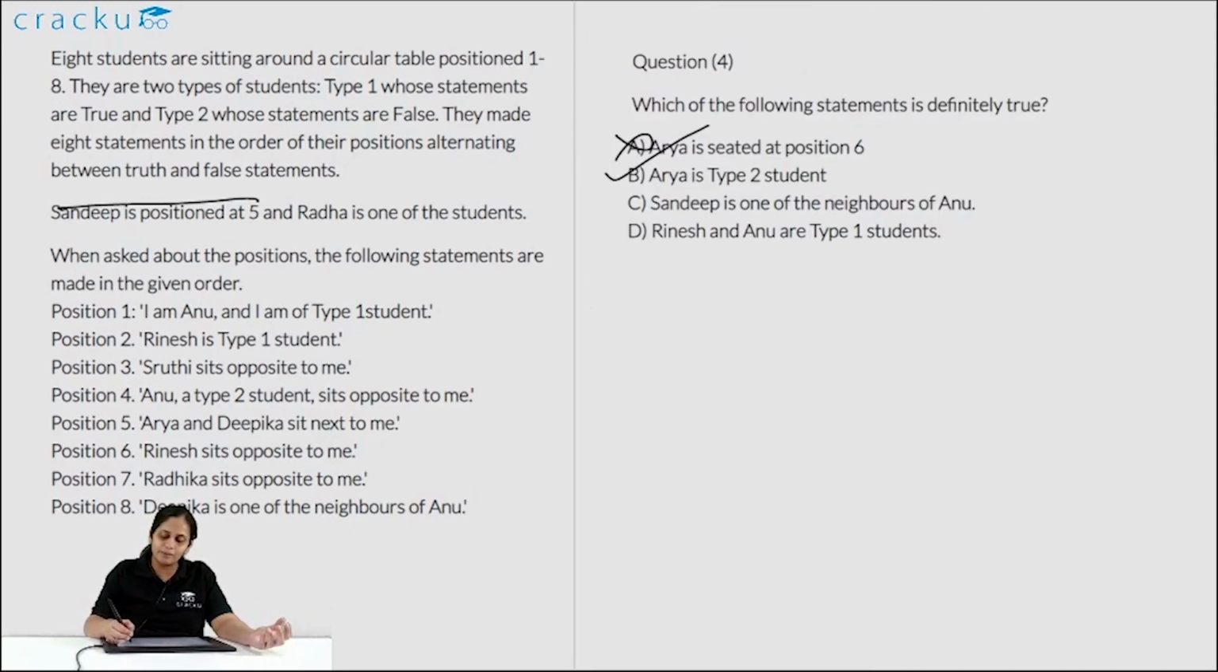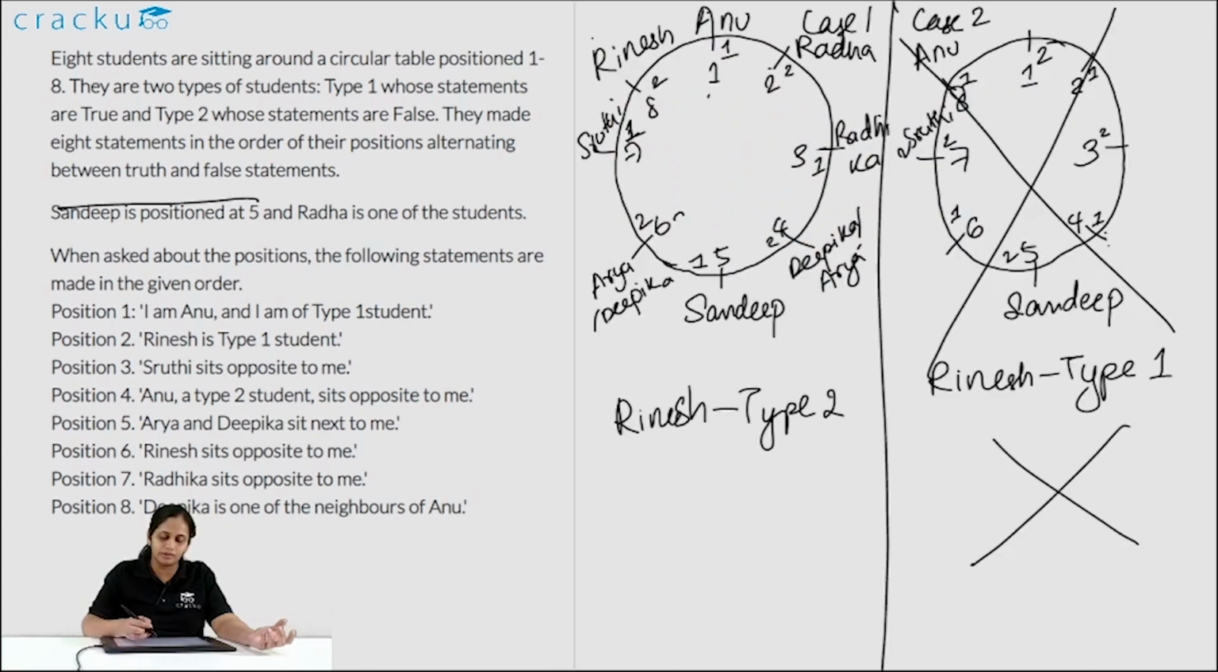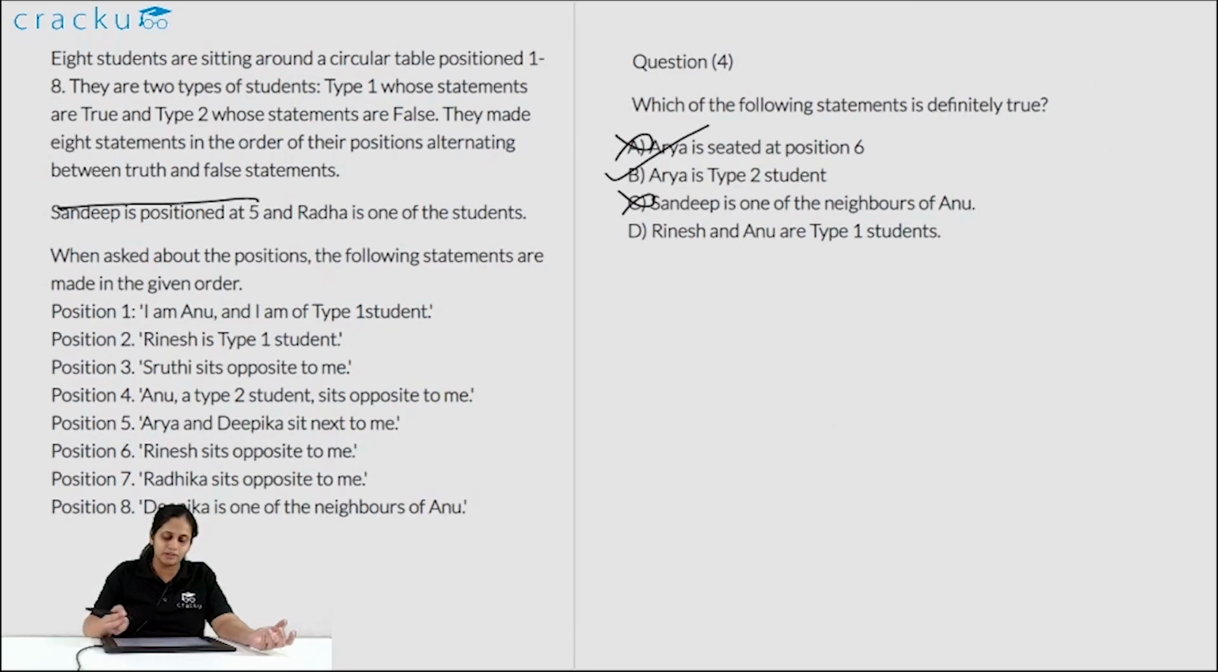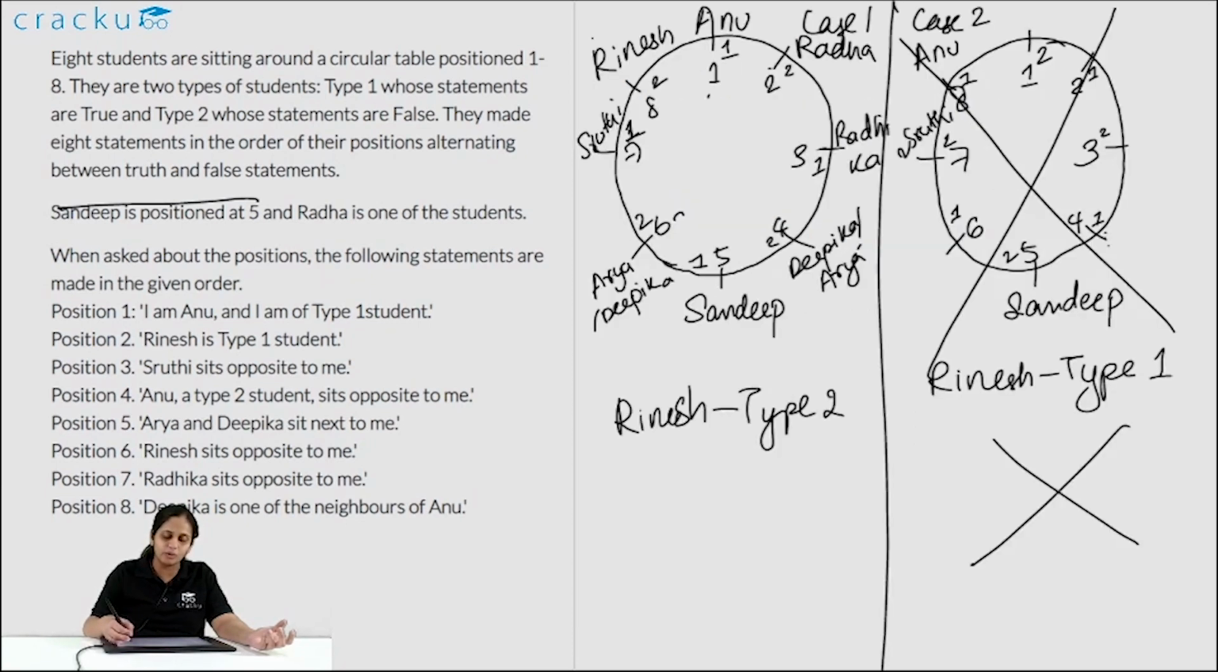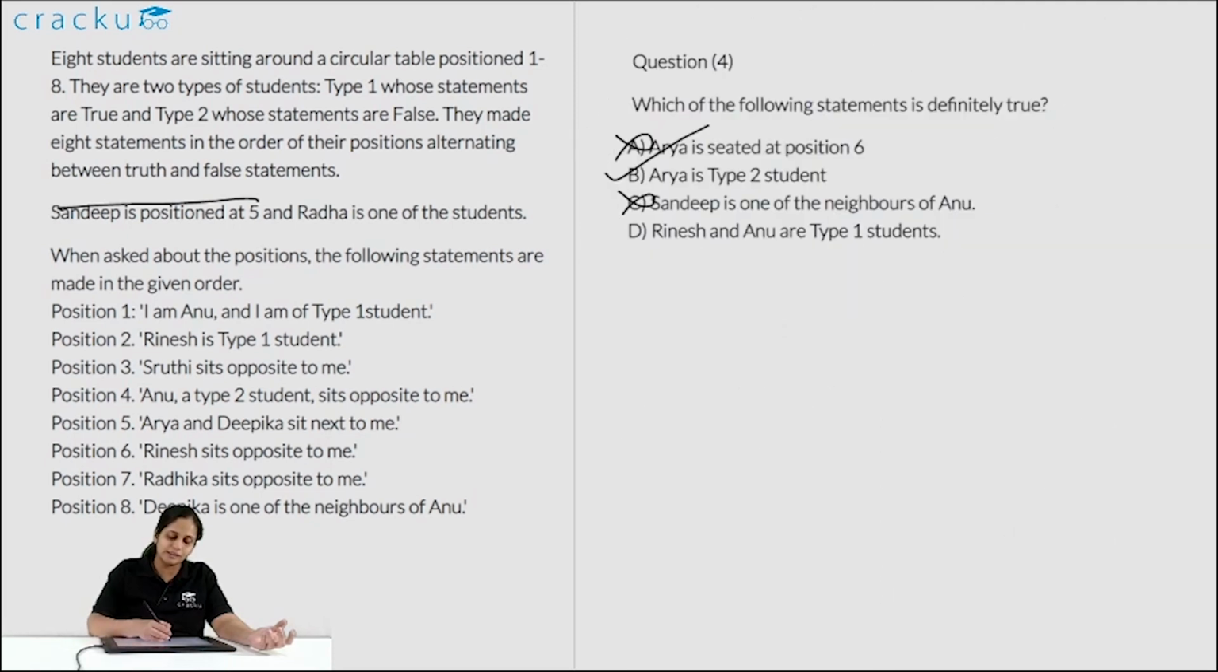Sandeep is one of the neighbors of Anu. That is not true. Anu's neighbors are Rinesh and Radha. So clearly this is a false statement. Rinesh and Anu are type 1 students. Rinesh is type 2, Anu is type 1. So even this is a false statement. So only option B is definitely true. So the right answer is option B.